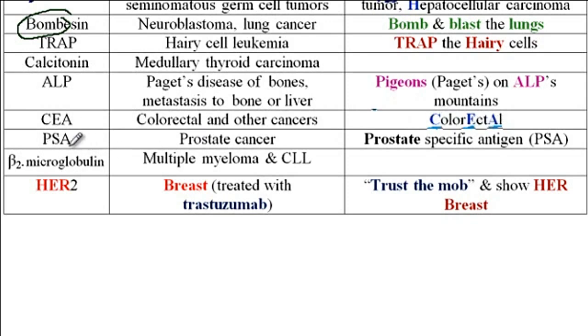PSA is easy to memorize. PSA stands for prostate specific antigen, so obviously it's elevated in prostate cancer. We have beta-2 microglobulin, which is elevated in multiple myeloma, which is a cancer of the plasma cells, or chronic lymphocytic leukemia. And then the last one is HER2, which can lead to breast cancer, and these patients are treated with trastuzumab. The memory aid that I have for you is: trust the mob and show her breasts. So the HER mutation is associated with increased risk of breast cancer, and you will have to treat these patients with trastuzumab. So trust the mob and show her breasts.